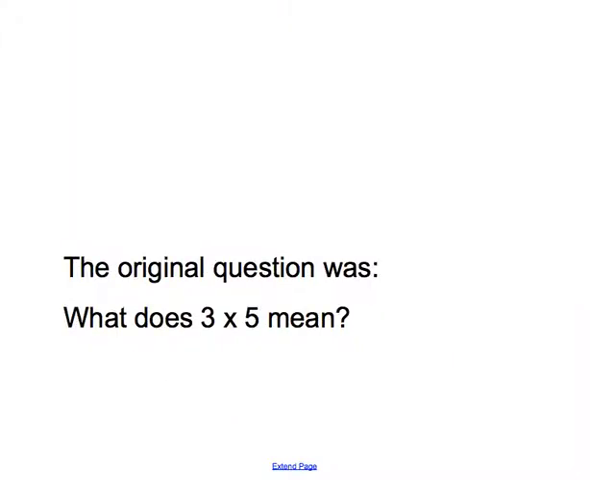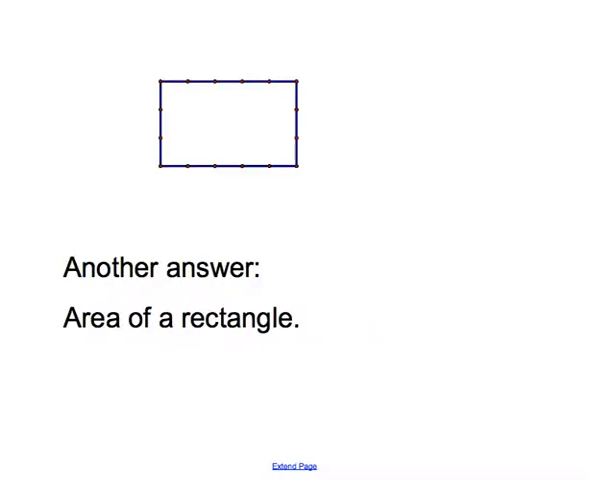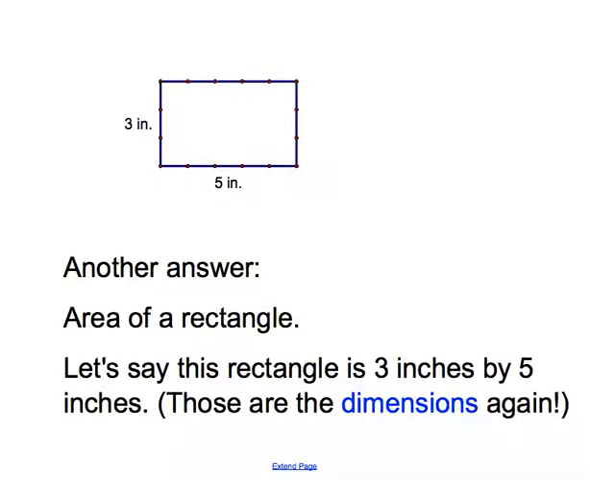Okay, the original question was, what does 3 times 5 mean? Another answer is area of a rectangle. Let's say this rectangle is 3 inches by 5 inches. Those are the dimensions again, like we talked about before. The sides of the rectangle, 3 inches by 5 inches, are the dimensions.